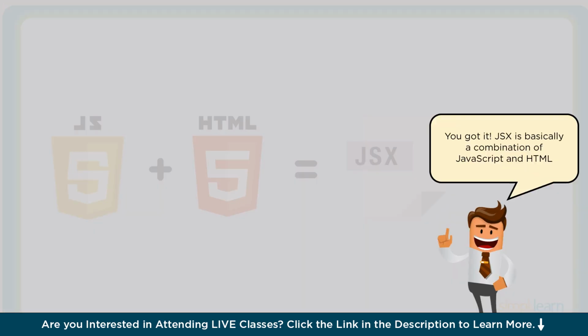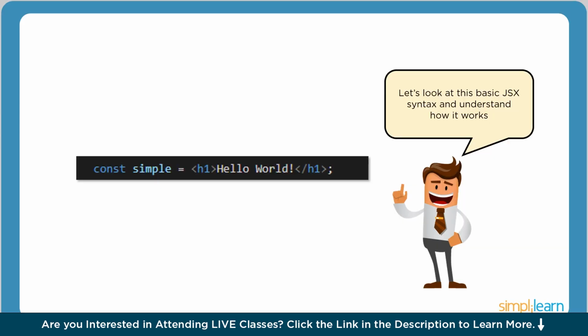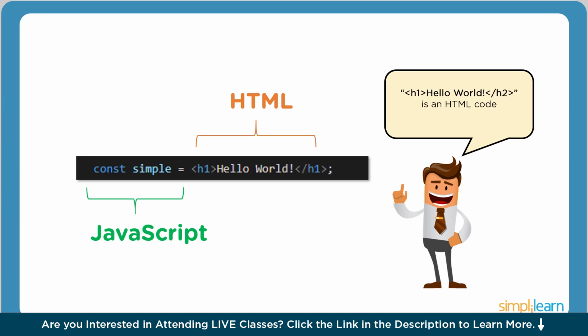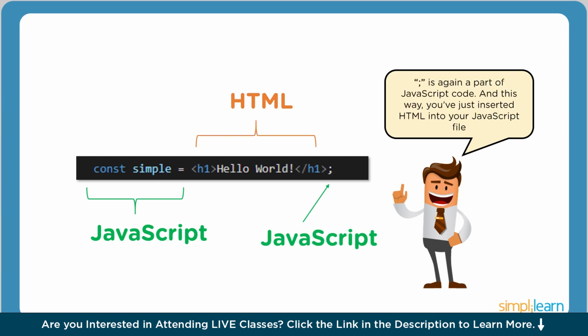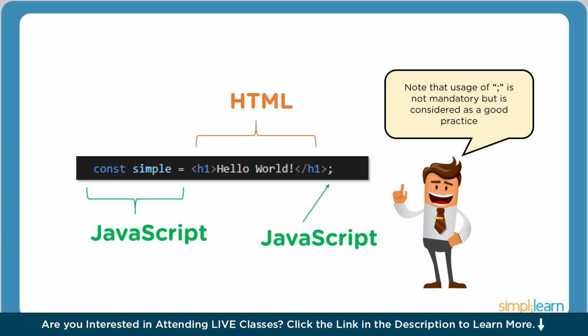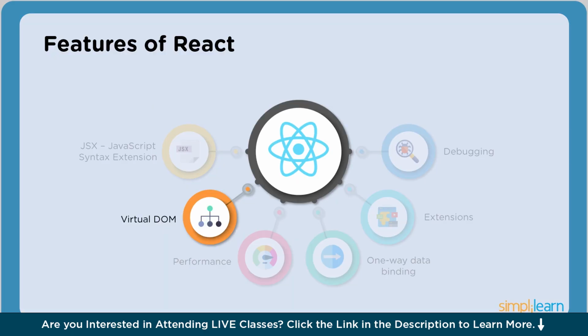Now let's consider a small example. Const simple here is a JavaScript notation. H1 tags indicate HTML. Again, the semicolon indicates JavaScript. Note that the semicolon is not mandatory. However, it's a good practice to include it. Moving on, the next feature is virtual DOM.